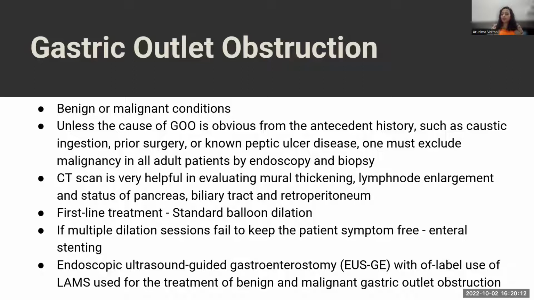If it is found to be benign gastric outlet obstruction, the standard balloon dilatation is the first line of treatment. And if multiple dilatation sessions fail to keep the patient symptom-free, then you can go ahead with enteral stenting, and the latest in use is the endoscopic ultrasound-guided gastroenterostomy with use of luminal apposing metal stents, which is used both for benign and malignant gastric outlet obstruction.